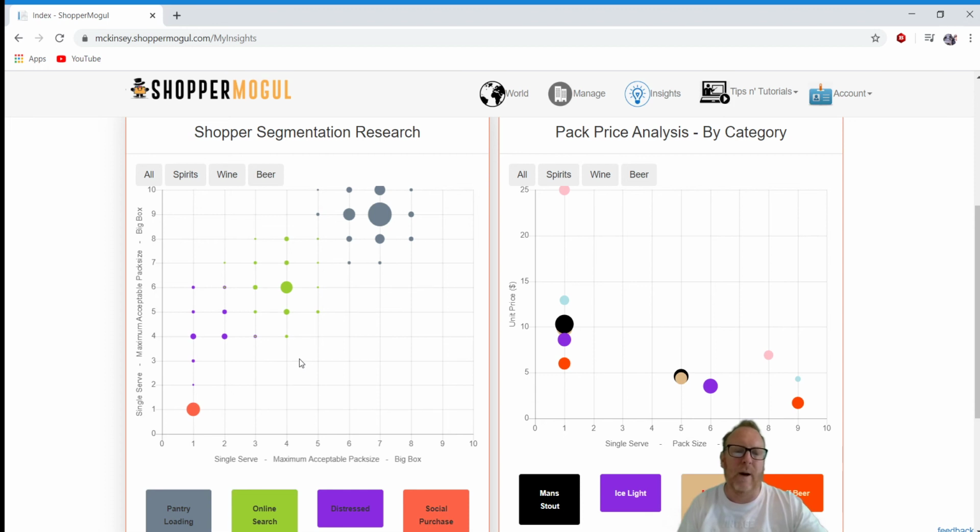We have people who are distressed purchases, who've run out of product at home. We've got people who are specialist purchases, going for online searches, who, for each of these, there's a slightly different dynamic for what size pack that these people are prepared to look for. And there's a different sort of amount of demand that's floating in different places.